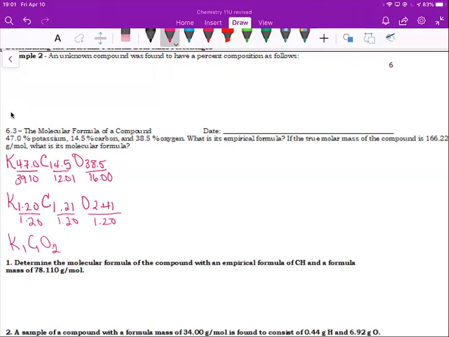Now, what other information can I get from this before I look at my question? I can get the molar mass of the empirical formula. So it's 1 potassium plus 1 carbon, plus 2 oxygens. Let's add that up together. 83.11 grams per mole. Okay, great.